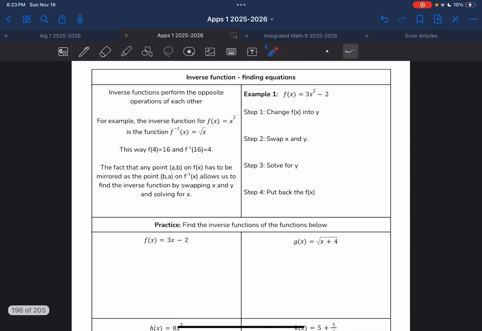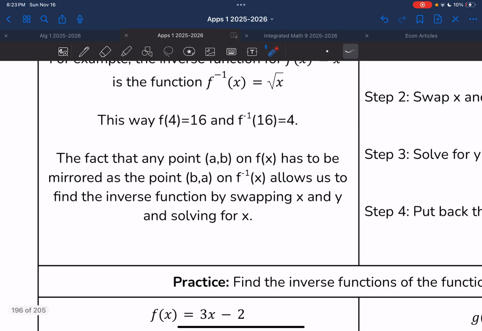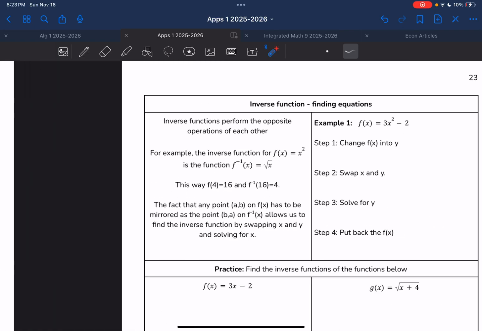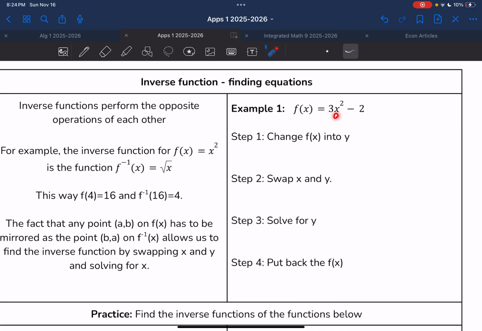And so this is a really important point, that any point (a, b) on f of x has to be mirrored by point (b, a) on the inverse function, right? If we input a to output b in our function, then in our inverse, we have to input b to output a, right? It has to go the other way. So we know that with our normal functions, we input x and we output y. So if we know that we can flip them, well then how you find the equation for an inverse function is doing exactly that, right, switching your x and y around.